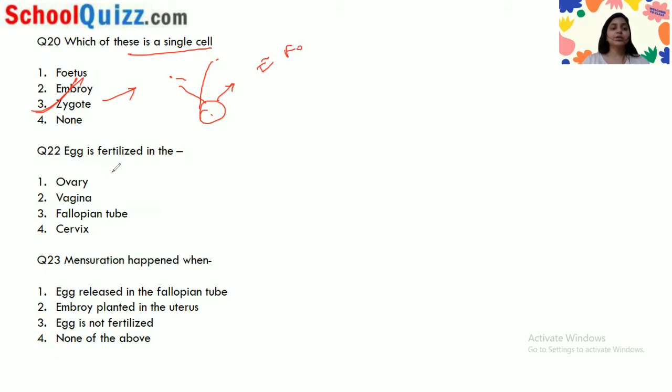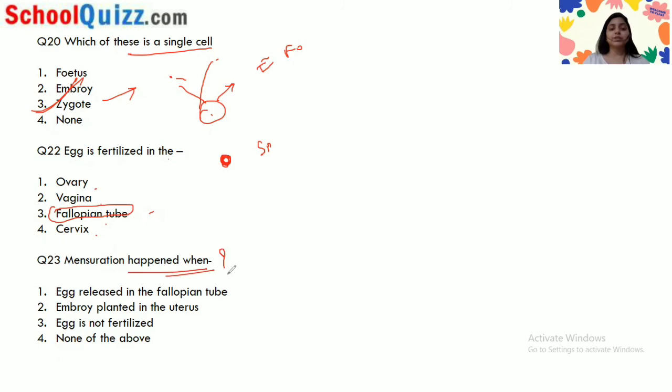Okay. Egg is fertilized in the ovary, vagina, fallopian tube, cervix. So where is the egg fertilized? So the egg is fertilized in the fallopian tube. Remember, I have told you that the egg is released from the ovary to the fallopian tube every month, and when the sperm enters, okay, because the sperm is motile, it will fertilize the egg in the fallopian tube.